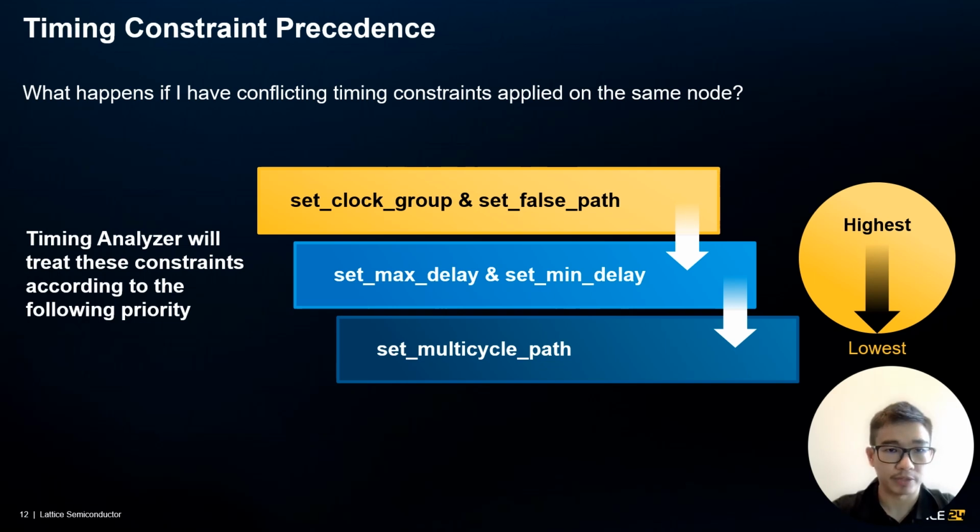Now, what happens if we apply multiple timing exceptions to the same node? To avoid conflicts in the constraints, the timing analyzer has a set of priority rules that it follows, as shown here. set_clock_groups and set_false_path will have the highest priority, overriding other constraints, followed by set_max_delay and set_min_delay. set_multicycle_path comes next.